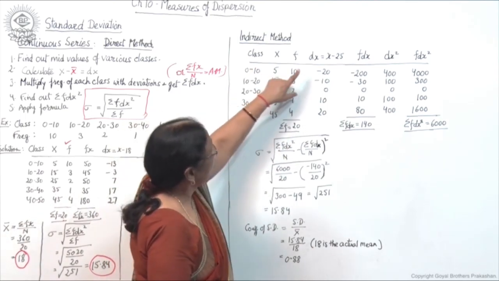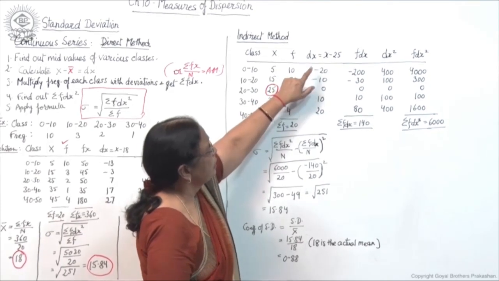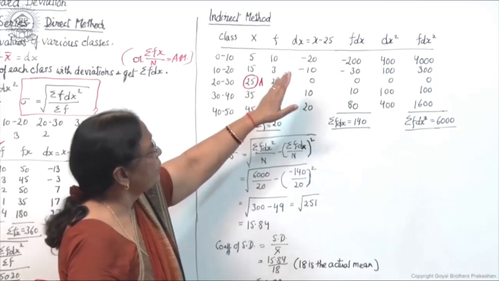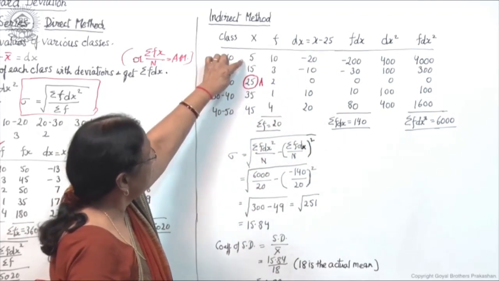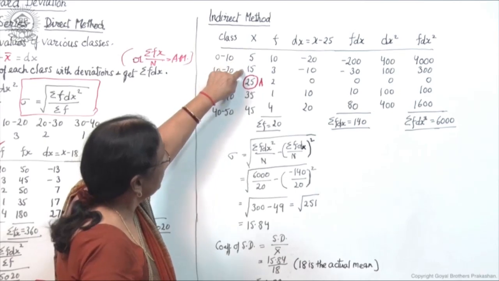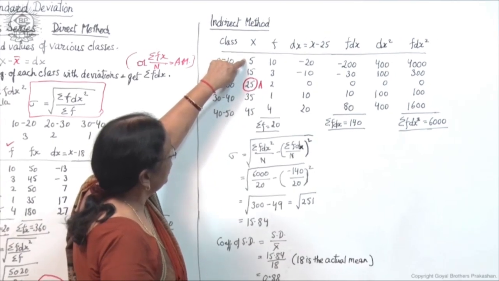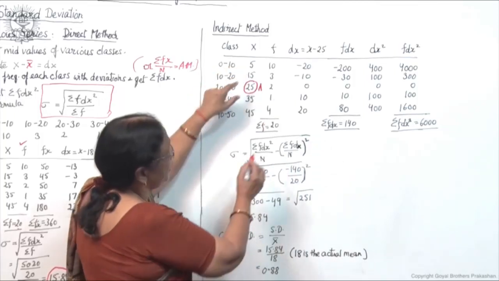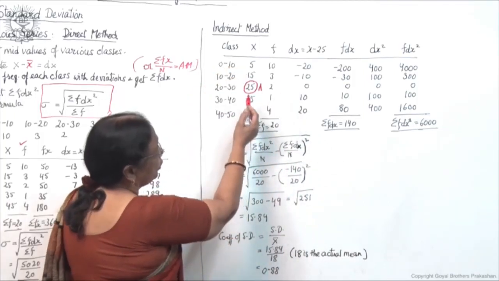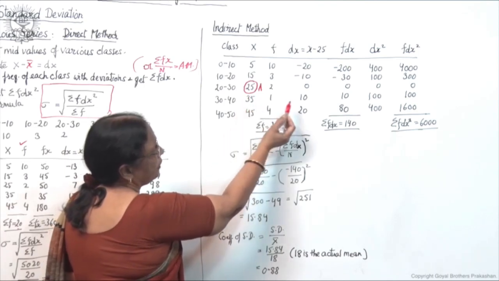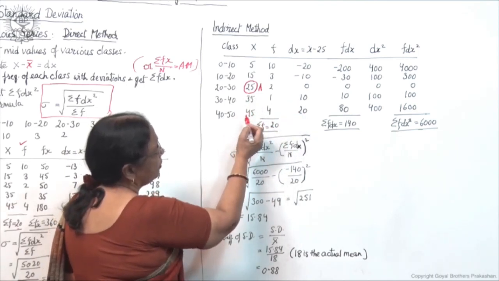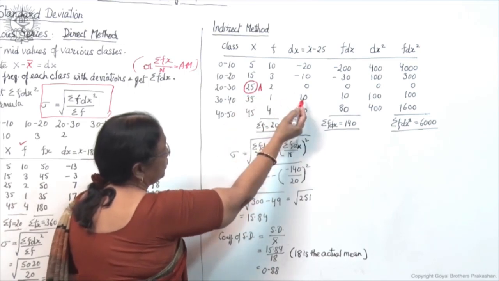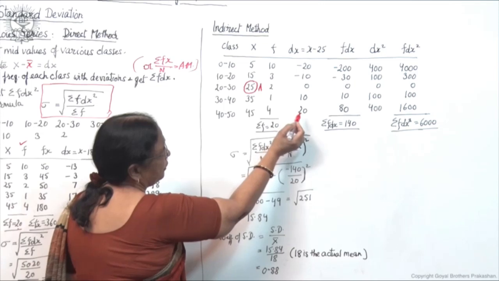Now we will take out the deviation to find out dx. How do we find out dx? X minus a, or x minus 25. Now take individual series or take each item here. First 5 minus 25 is minus 20, 15 minus 25 is minus 10, 25 minus 25 is 0, 35 minus 25 is plus 10, 45 minus 25 is 20.